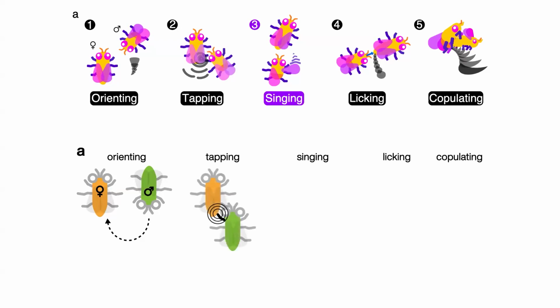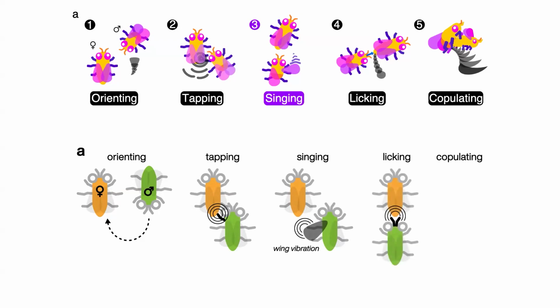So, and then some kind of activity through this concentric set of circles. So this idea of tapping, kind of like a vibration. And then he's singing, but we don't know how he's singing. So I think we need to say wing vibration. That's how he's singing, because he's not a good singer through his mouth, proboscis, or whatever the fly thing has in his head. Then there's the all-important licking, and then there's copulating, right?